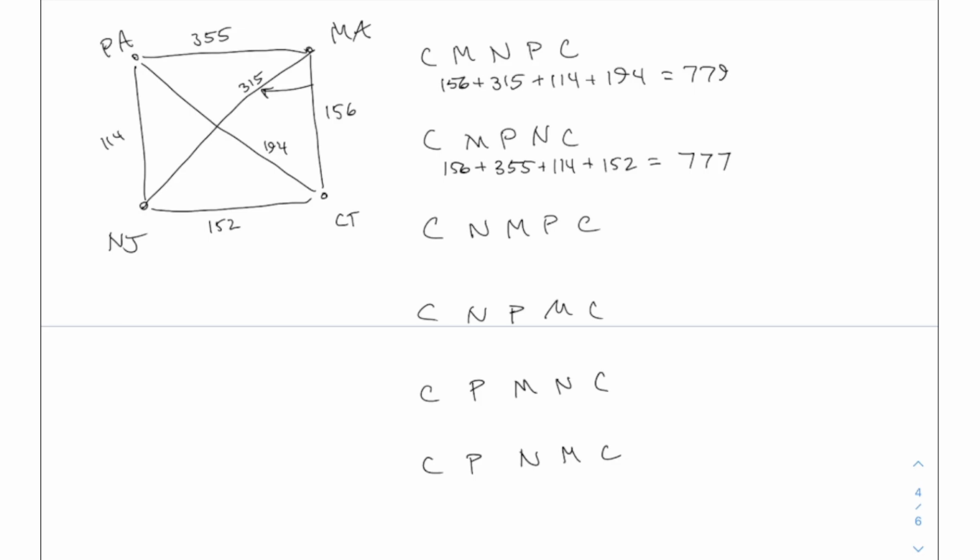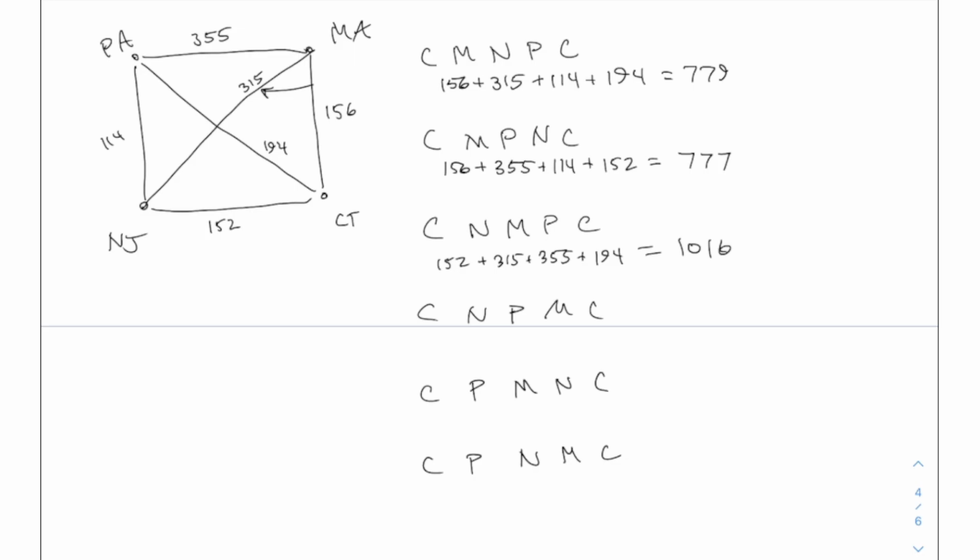All right. The next one, CNMPC. C to N is 152. N to M is 315, M to P is 355, P to C is 194. These I added up and I got 1,016. So that route is actually much worse than the other 2.